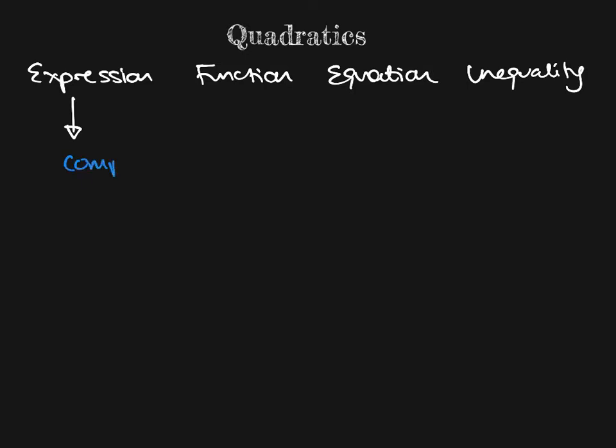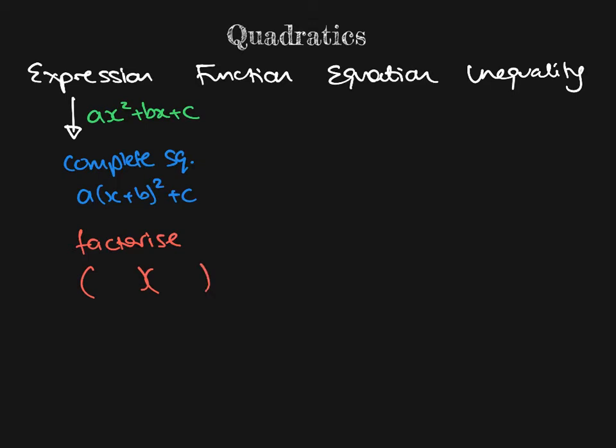You've got complete the square, and that gets it into the form (ax + b)² + c. Its original form is probably going to be ax² + bx + c, all expanded out, or you can factorise and get it in a form like a number and an x, and another number and an x, and maybe a number at the front, that sort of shape.